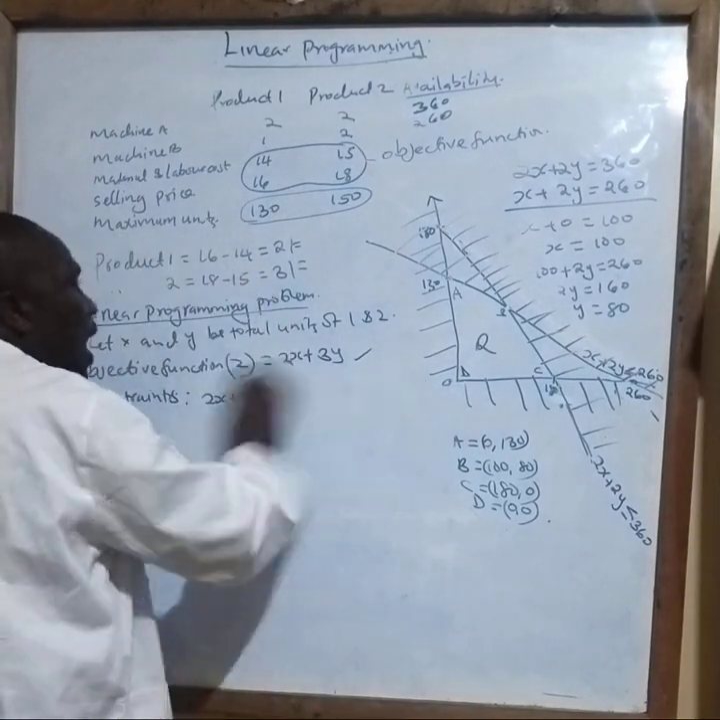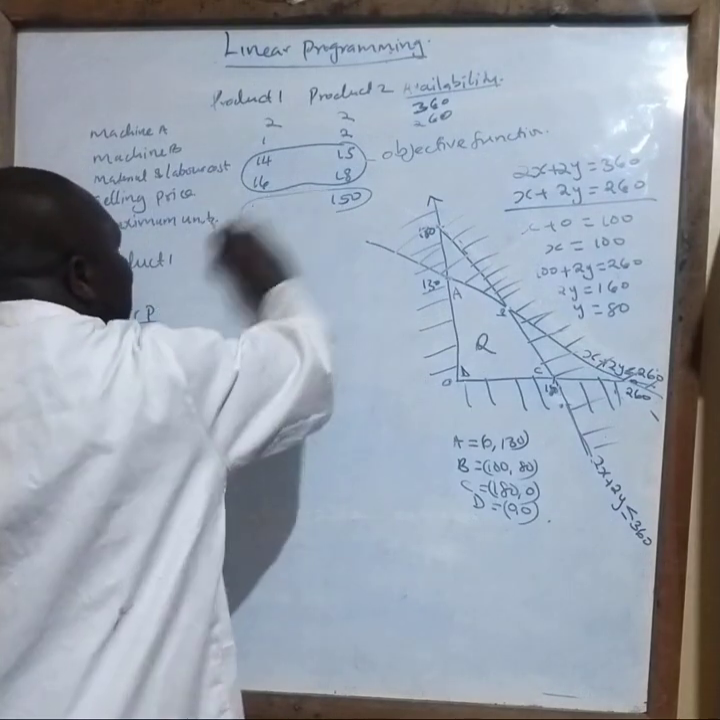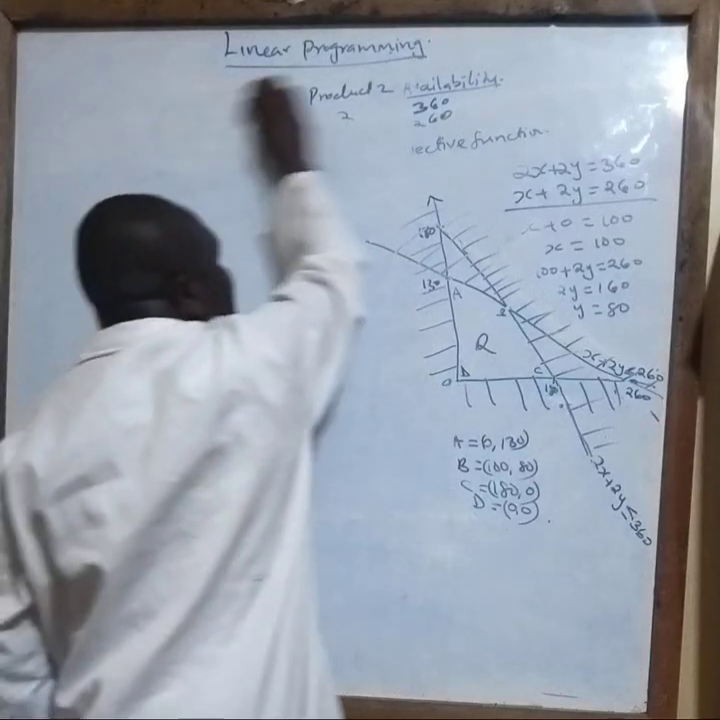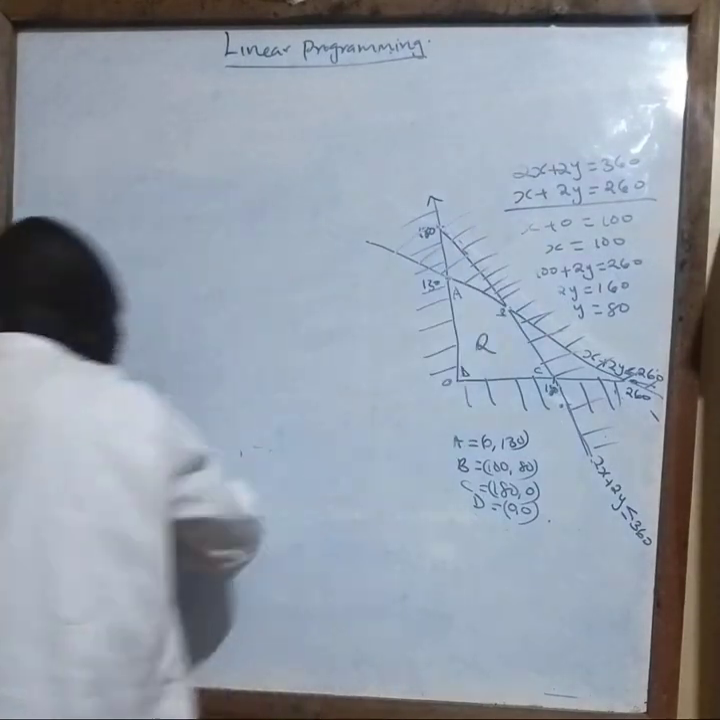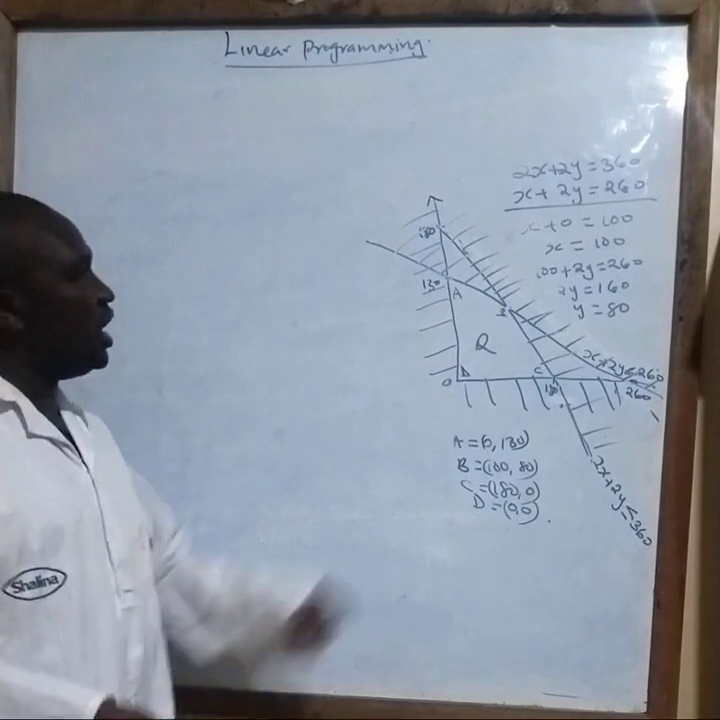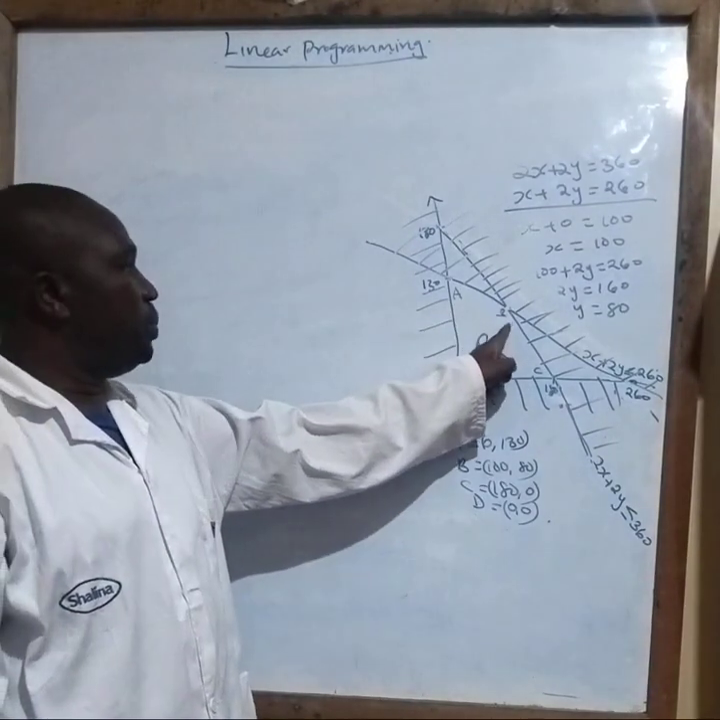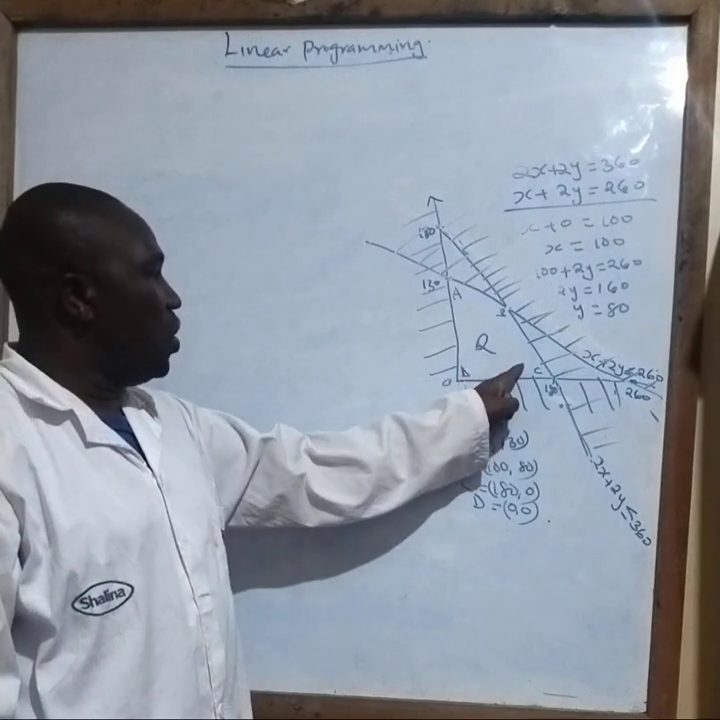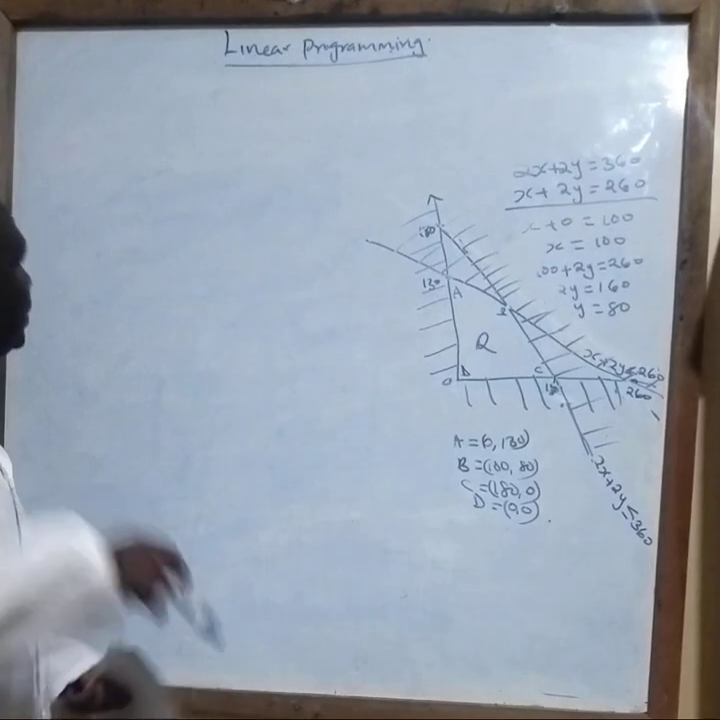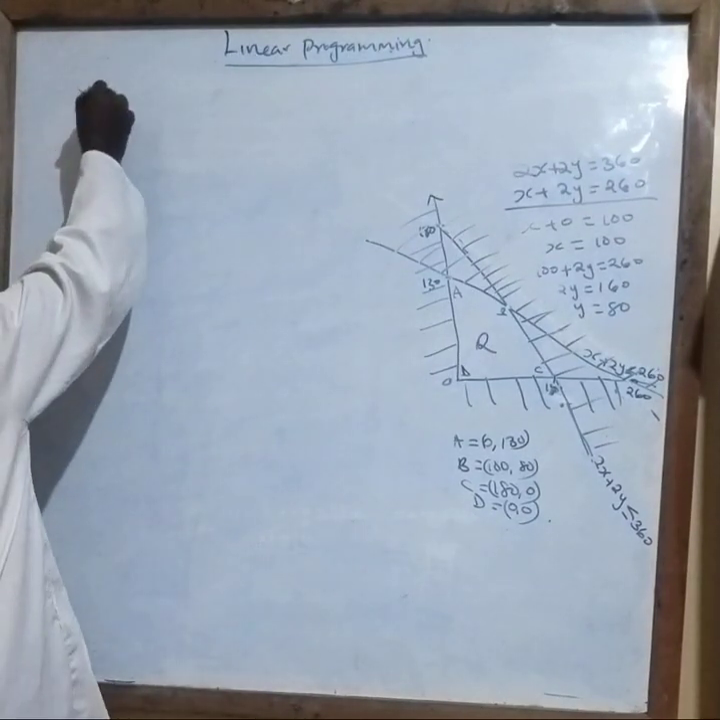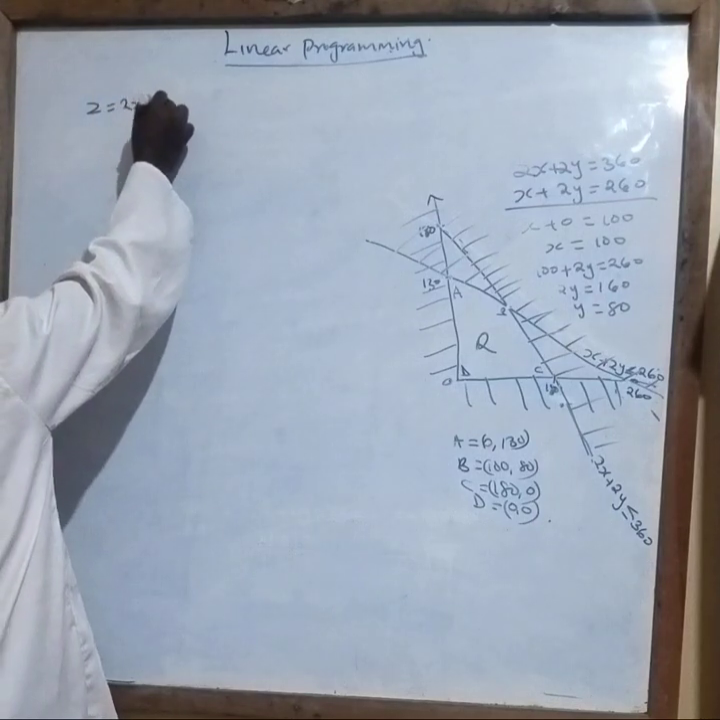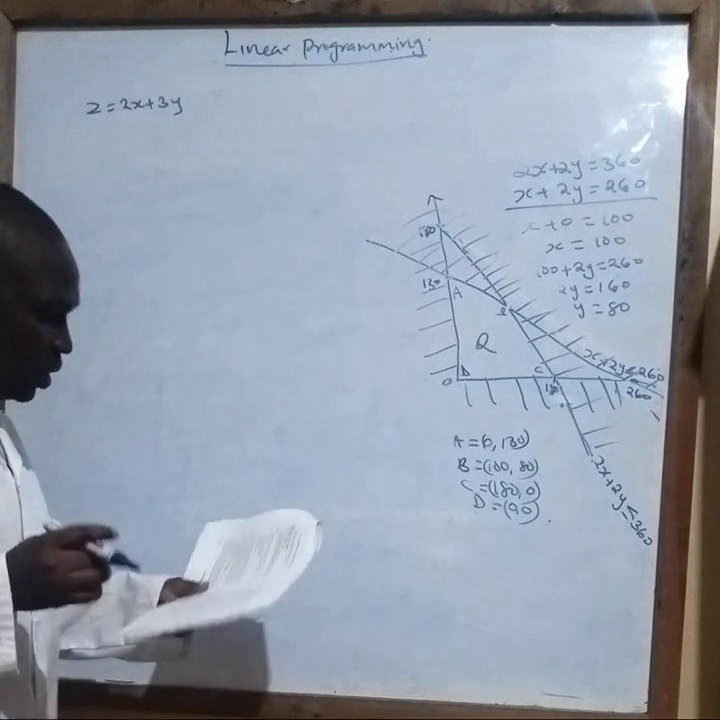We want to find out at what point we are maximizing the profits. Is it at point A? Is it at point B? Is it at point C or at point D? So from this equation, your work is very simple. My equation was Z equals 2x plus 3y. That was the equation you are given.